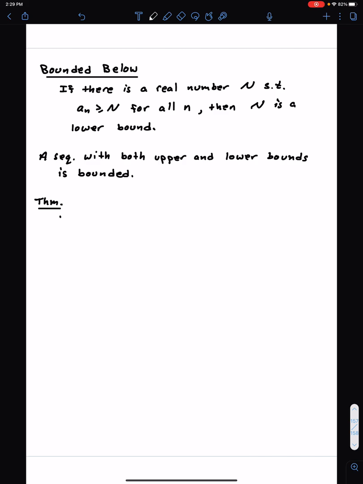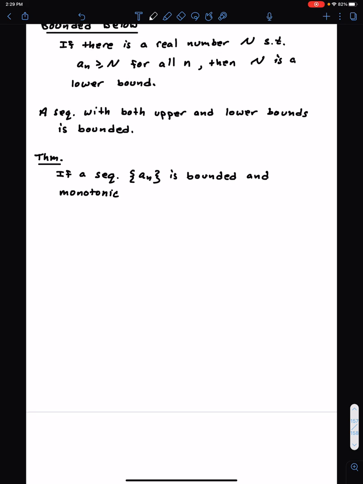Theorem: if a sequence A sub n is bounded and monotonic, then it converges.